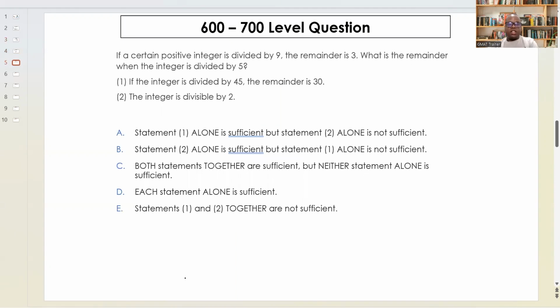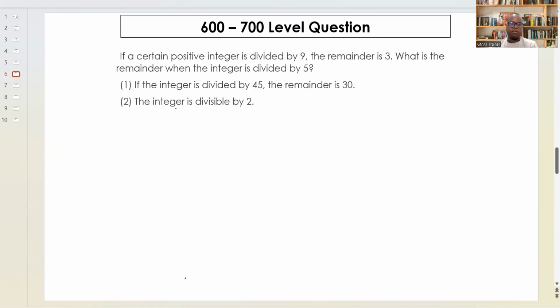If a certain positive integer is divided by 9, the remainder is 3. What is the remainder when the integer is divided by 5? That is what's being asked for: what the remainder is if the same integer is divided by 5. Now, this is a 600 to 700 level difficulty question, and these questions require some logic and reasoning to be able to get the answer.